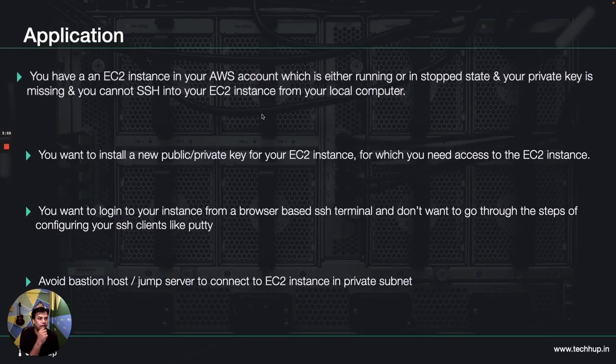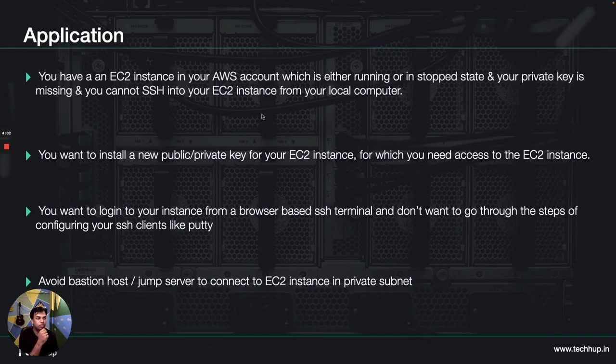Suppose you have an EC2 instance in your AWS account which is either running or in stopped state, and your private key is missing, and you cannot SSH into your EC2 instance from your local computer. This method can come in handy in that instance. Secondly, you want to install a new public private key for your EC2 instance, for which you need access to the EC2 instance. So this can be one way of gaining access and then replacing your public private key pair, if you have lost your original one.